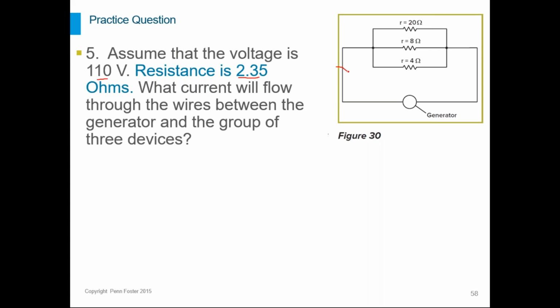So over here, where it's not splitting up yet, we've just got a current. So all we have to do, current is equal to voltage divided by resistance. Our voltage is 110. We figured out in the last problem our resistance is 2.35. So 110 divided by 2.35 gives us 46.8.